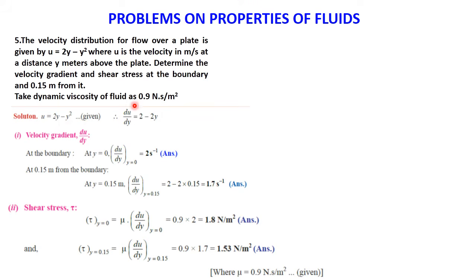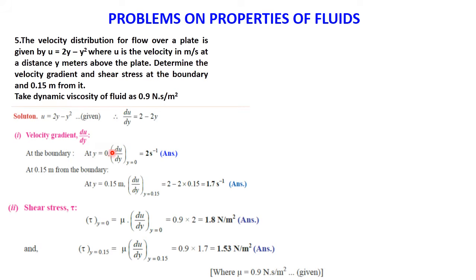Now see, in the given equation we have 2y minus y square, and we need du by dy. So for velocity gradient we just have to differentiate this equation with respect to y. Differentiating with respect to y, we get du by dy is equal to: the differentiation of y with respect to y is 1, so 2 remains, and the differentiation of y square will be 2y. So we get du by dy equal to 2 minus 2y.